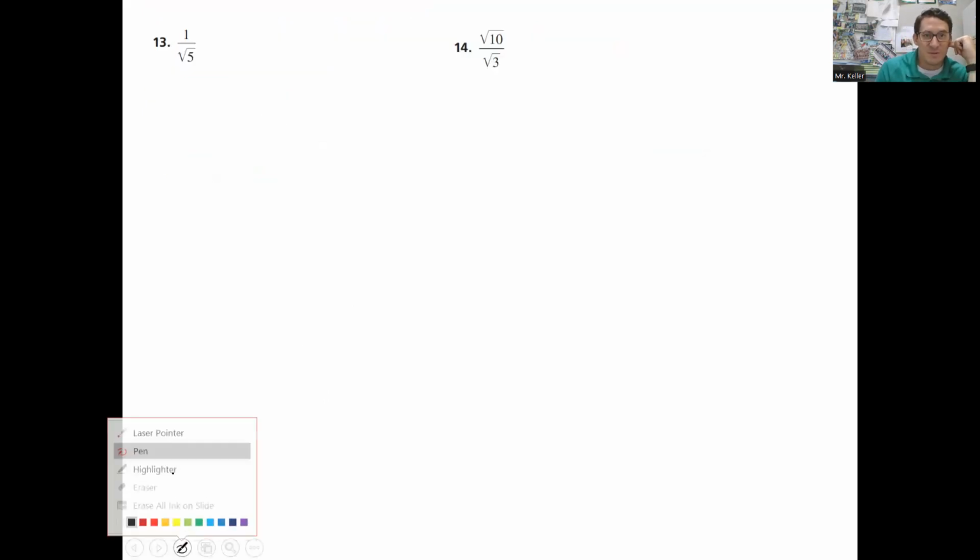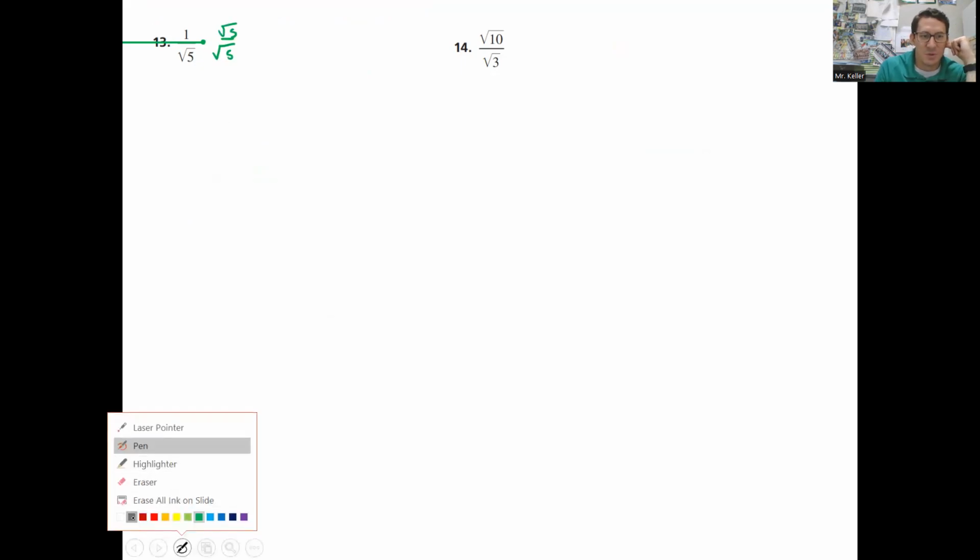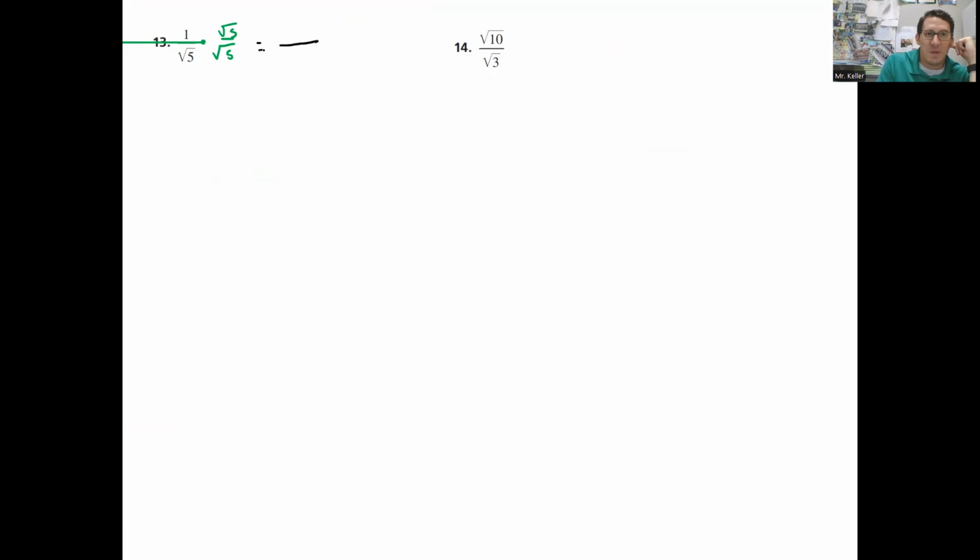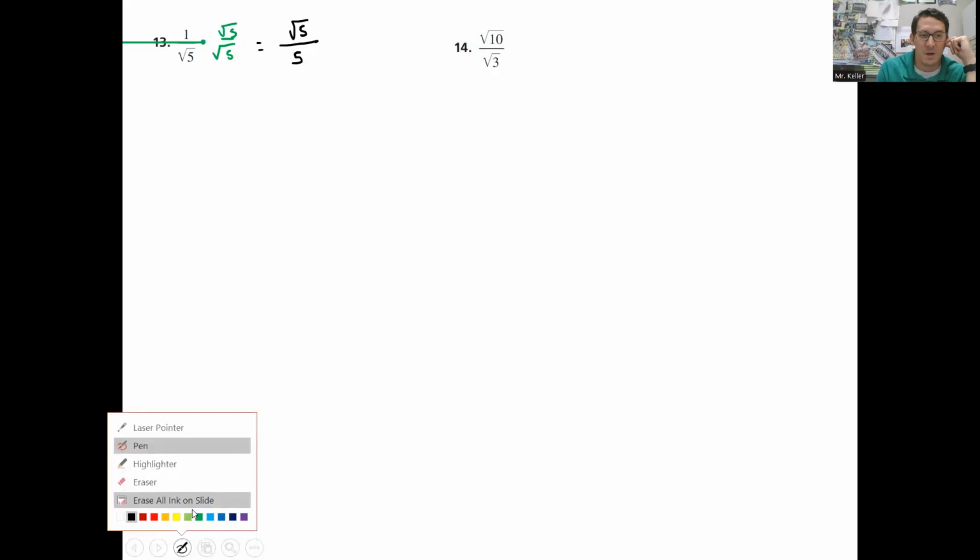A couple more examples. So here, I'm going to just multiply top and bottom times the square root of 5. This one's actually real simple. Here, square root of 5 times square root of 5 is just 5. 1 times the square root of 5, that's easy. Just square root of 5. We're done with that one there.